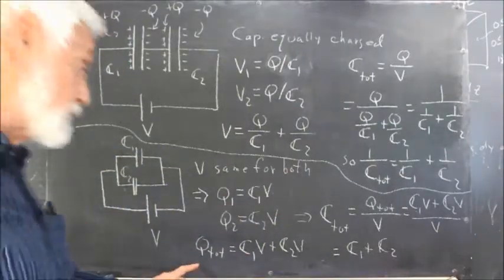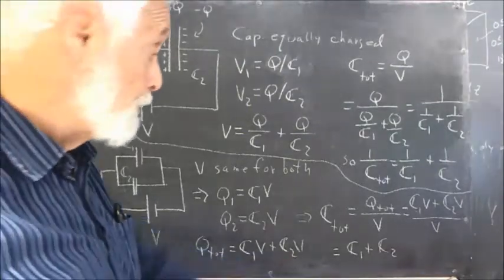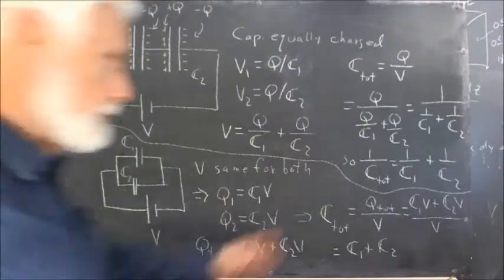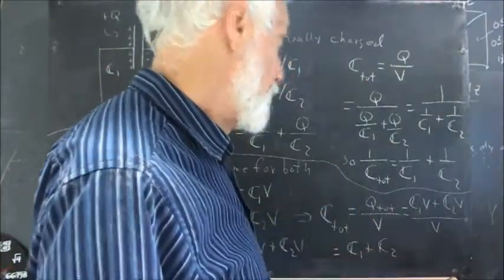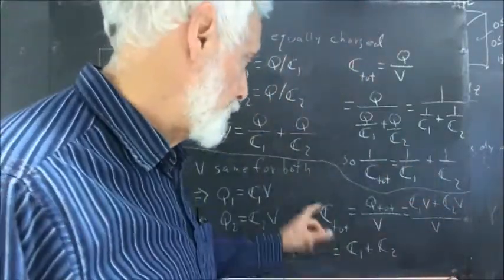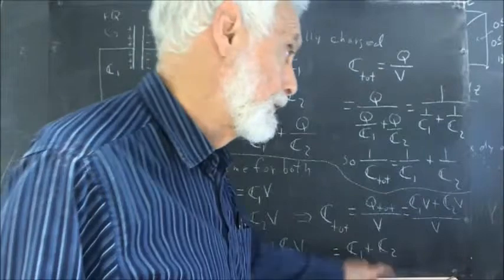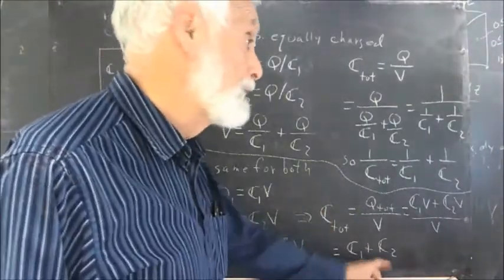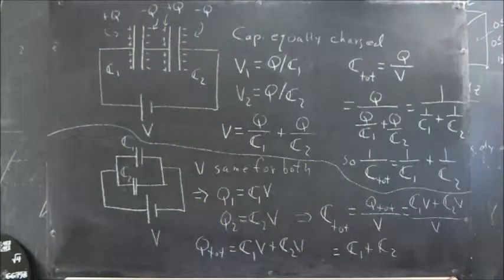Therefore, you have total charge C1V plus C2V with voltage V. So your total capacitance is total charge over voltage, which is C1V plus C2V divided by V. The V's divide out, and your total capacitance is C1 plus C2. So when you have capacitors in parallel, the total capacitance is the sum of the two capacitances.